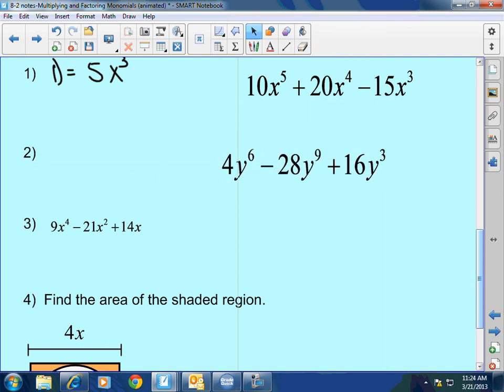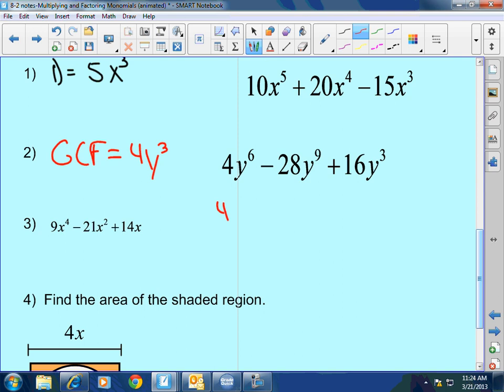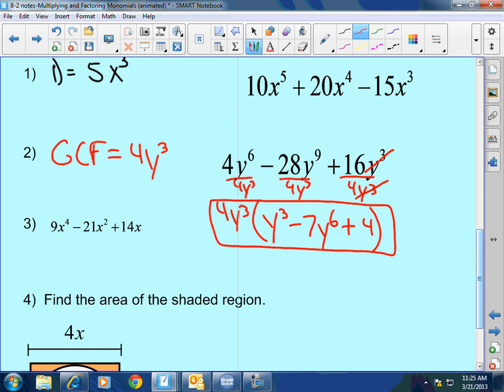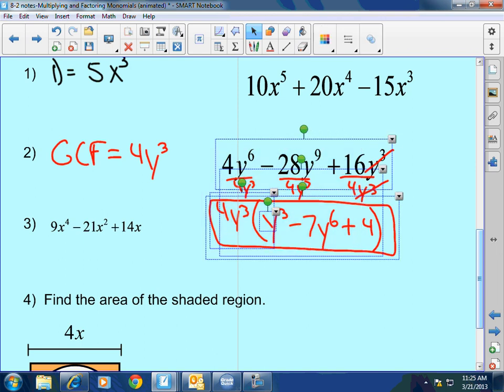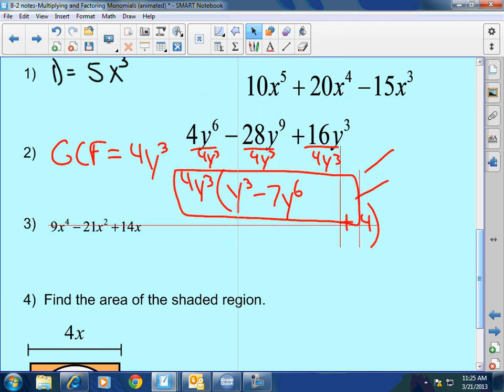What's the GCF here? GCF is 4y cubed. So you're going to go 4y cubed times, divide that by 4y cubed, divide that by 4y cubed, divide that by 4y cubed, equals y cubed minus 7y to the 6. Good. Not plus 4y, just 4, because y cubed divided by y cubed, anything you divide by itself is 1. And this is it. That is the factored form. You're done, guys.